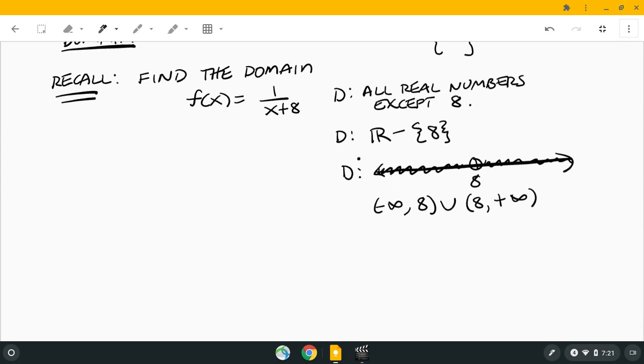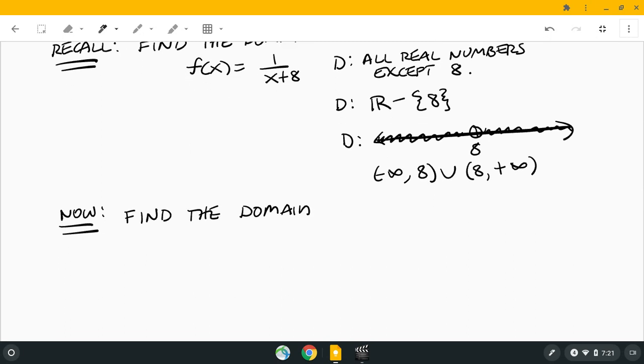All right, so you only had the one value to exclude before. So now that you're familiar with factoring, you'll have something like this. Find the domain.